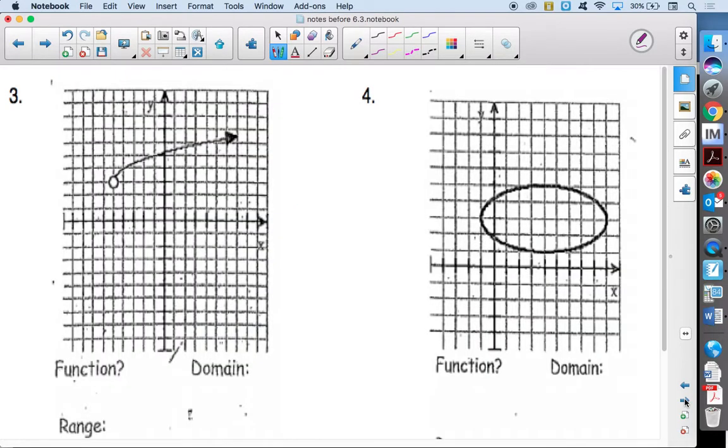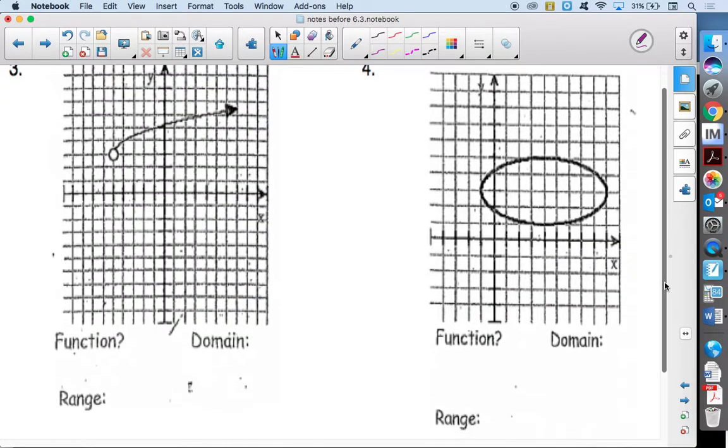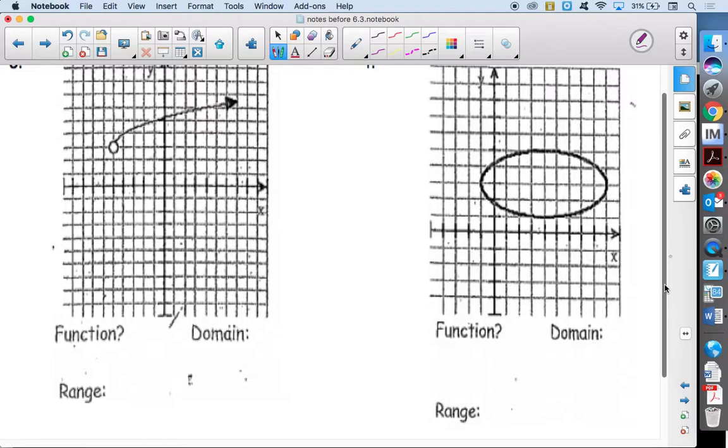Alright, so looking at number 3. This one has an actual open circle in the graph. So there's that little open circle, it's called a hole, or it doesn't really exist. Is this one a function?